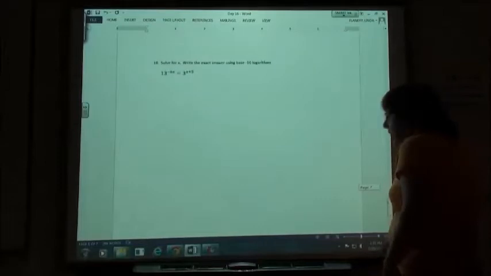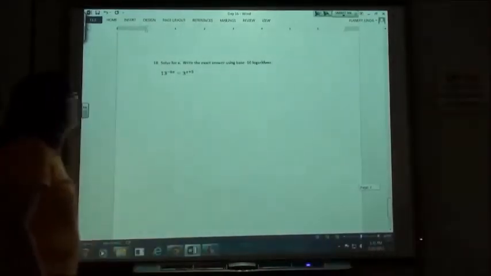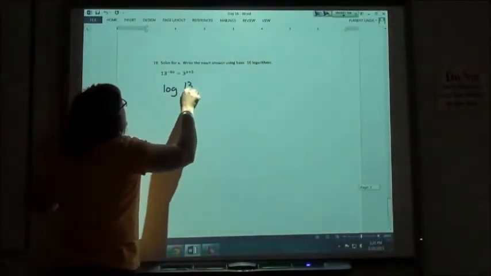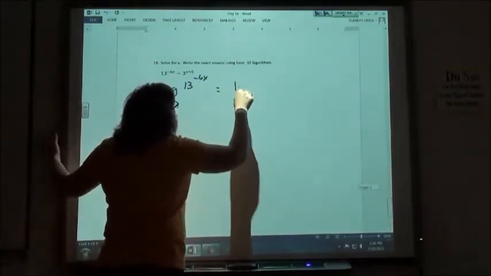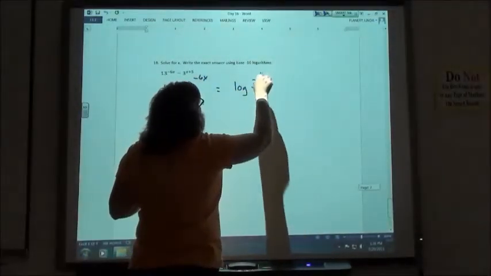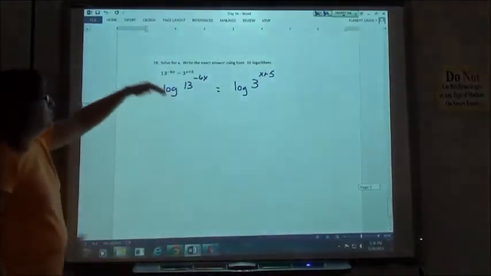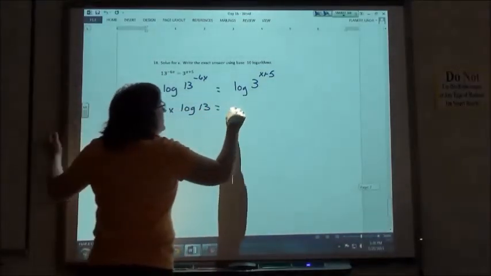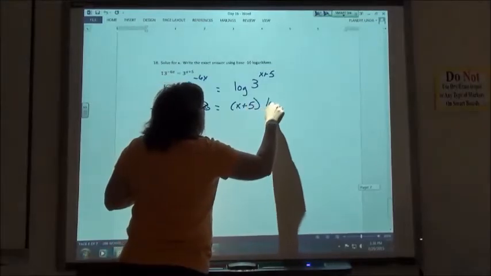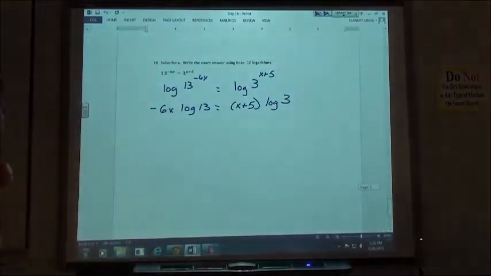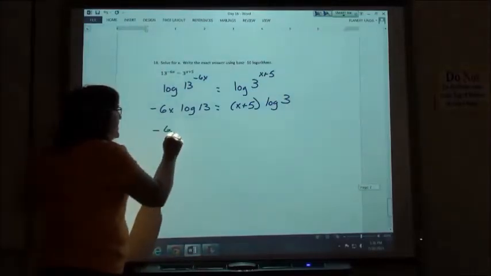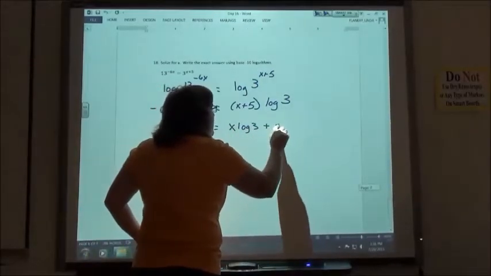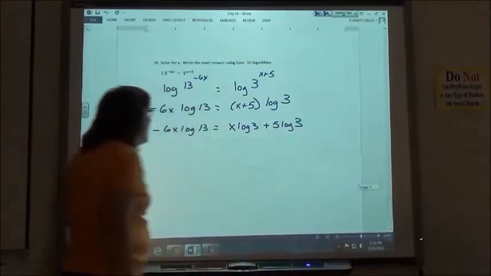And one last one on here. Again, we have bases that can't be written the same, so we're going to do the log of both sides. So I'm going to do the log of 13 to the negative 6x equals the log of 3 to the x plus 5. So bringing my exponents out in front, negative 6x log of 13 equals x plus 5 times the log of 3. Using my distributive property, negative 6x log of 13 equals x log of 3 plus 5 log of 3.